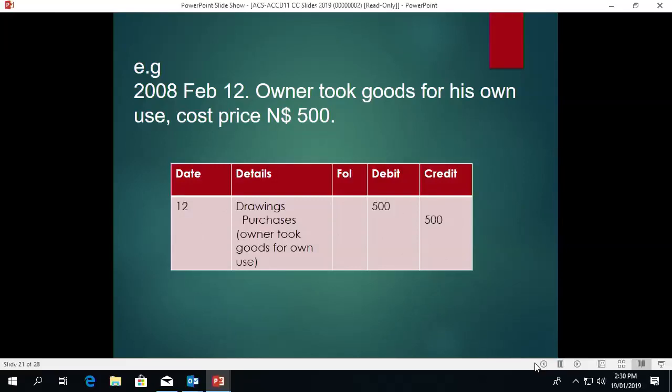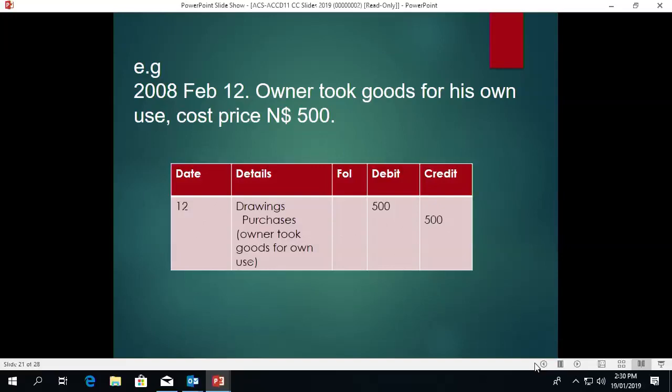And then now you give out a reason explaining what is happening there. What you wrote there, what is happening. The owner took goods for own use. That is a narration. And please, students, when you are writing this, you must write it in 3 different rows. Drawings must be written on its row. Purchases must be written in its row. And the reason must be written in the last row.